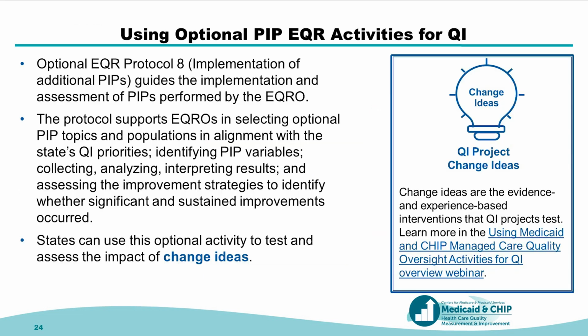Finally, in addition to having your EQRO validate the PIPs implemented by your managed care plans, you can use an optional EQR activity to have your EQRO implement managed care PIPs. EQR Protocol 8 guides this activity, supporting you and your EQRO in selecting a PIP topic and population, identifying PIP performance measures, collecting and analyzing results data, and assessing whether the PIP showed promise. You can use this optional activity to scale a promising change idea or the promising interventions tested by a recent quality improvement project.